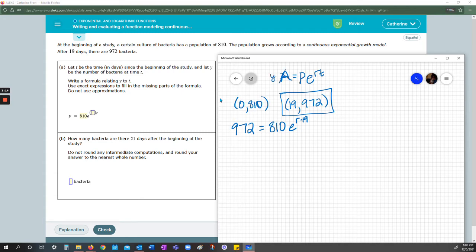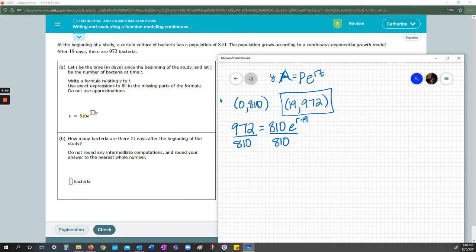Okay, so now we need to solve for R. This is an exponential equation. Like with a linear equation, you start further away from what you're solving for, undoing, working your way from the outside in. So the first thing we need to deal with is the 810.